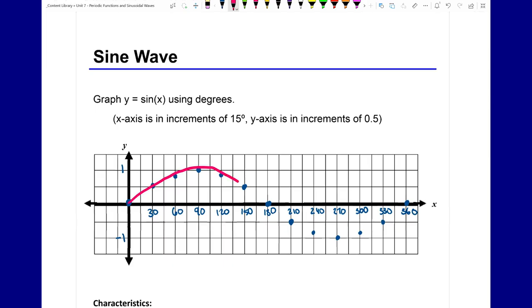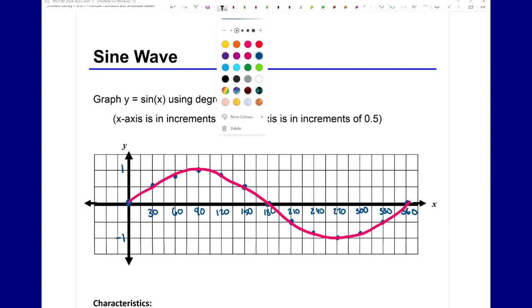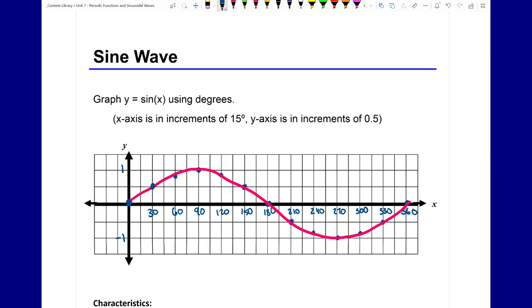I'll try to connect the points as best as possible to make our sine wave. And if we were to continue beyond 360, we would just repeat these values. We would see a repetition of all these points again, continuing on basically forever. This is, again, an example of a periodic function.